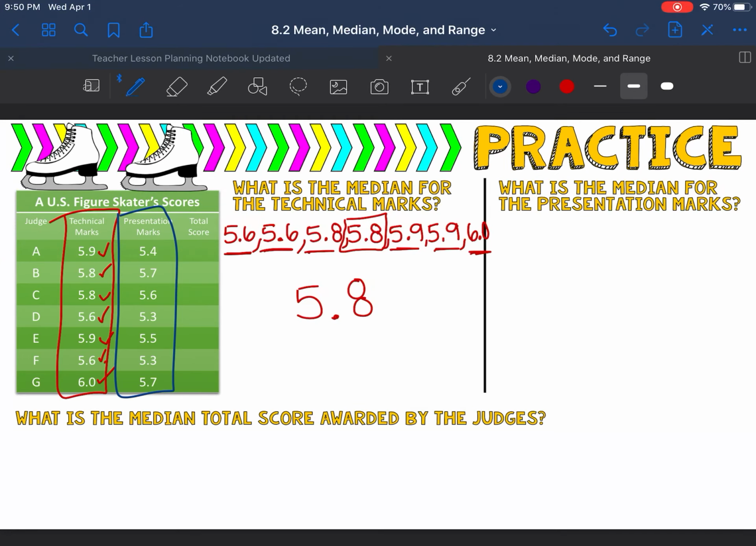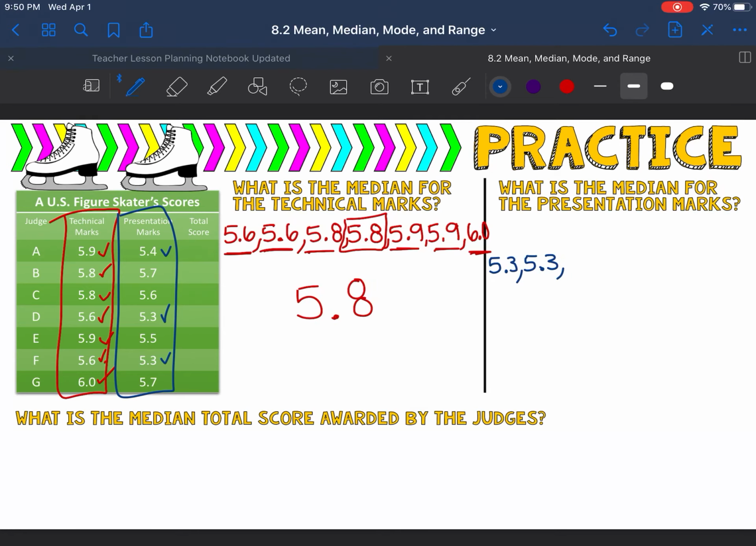All right, so now let's find the median for my presentation marks. All of my first numbers are 5, so that's nice. That means I need to go to the numbers behind the decimal. So far 4 is my smallest, 7's bigger, 6 is bigger. Oh, 3's smallest so far. 5's bigger, that's another 3, and 7's bigger. So my very first number is going to be 5.3. Where's my 5.3? There's one. Oh, and then there's another 5.3.